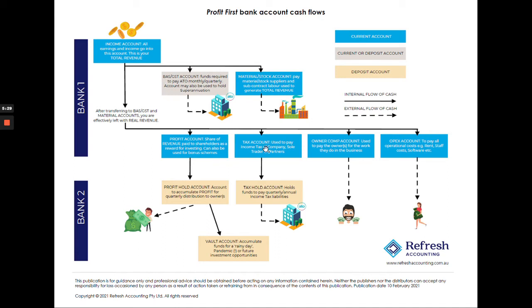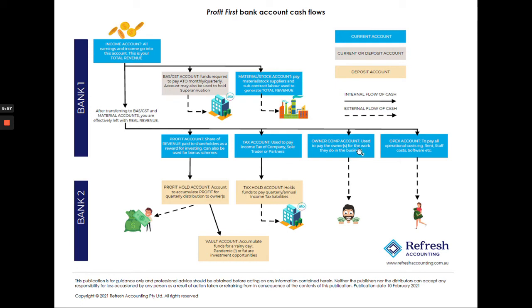Then we move to the tax account. Transfer to this account the percentage of allocation required to pay tax on the business profits. As with the profit accounts, there are two tax accounts, one in bank 1 and then the hold in bank 2. Again, whether you go to pay straight to the tax account and then the tax hold account, or go straight to the tax hold account, is up to you.